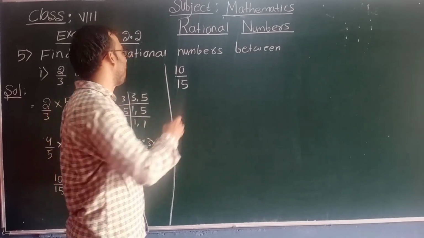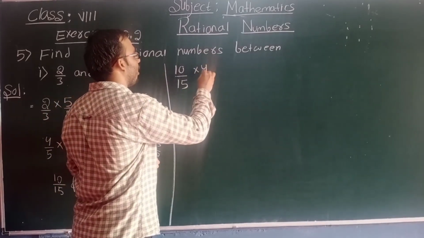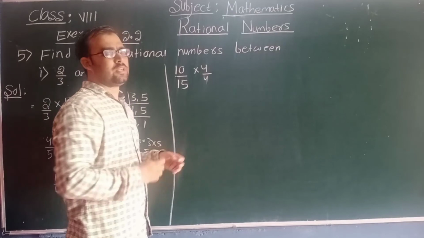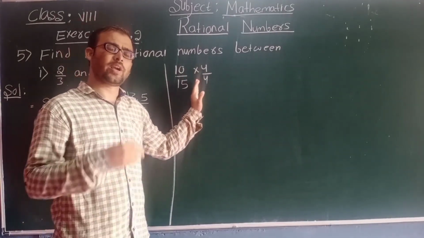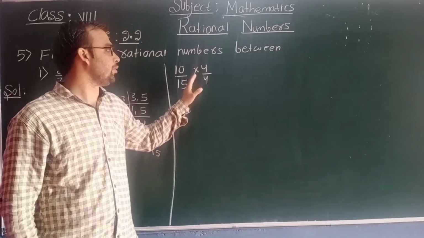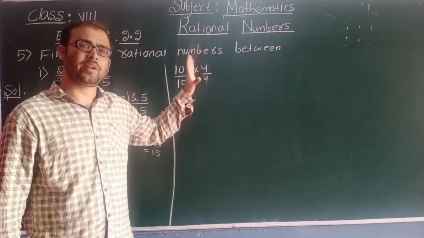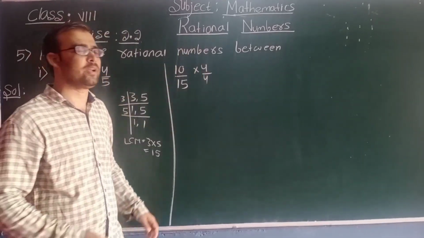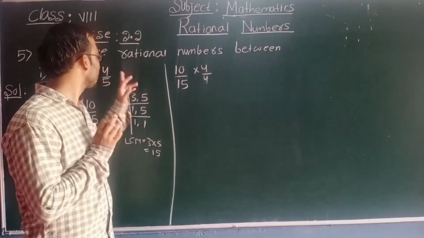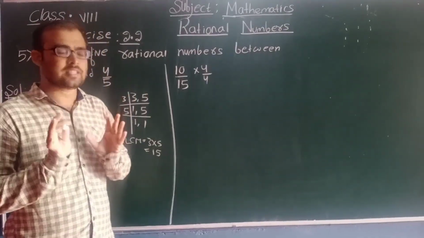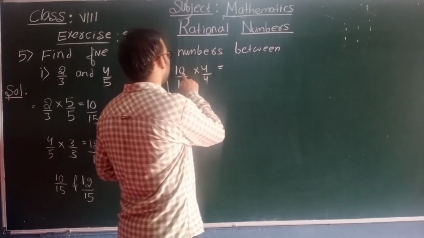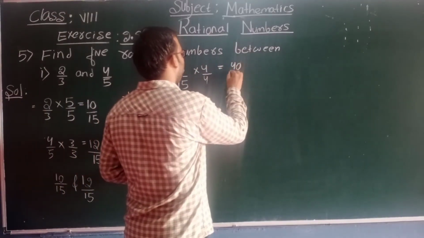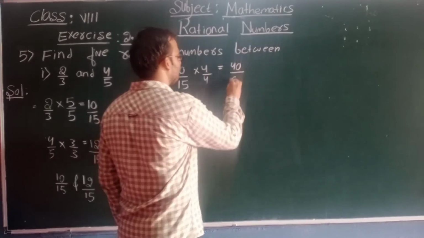Students, now I'll multiply by 4. See, you need not multiply only by 4. You can multiply by whatever you want. You can multiply 5, 10, 20, 100, 1000, any number. The only thing asked is that you need to write 5 rational numbers between those two numbers. So now I'm multiplying by 4. So 4 tens are 40 divided by 15 fours are 60.